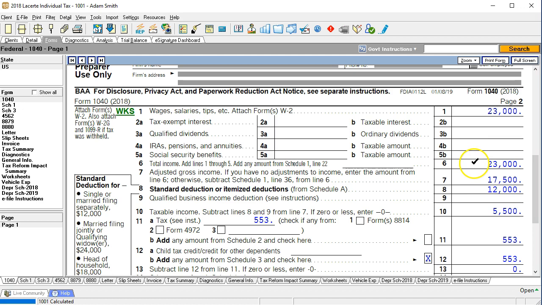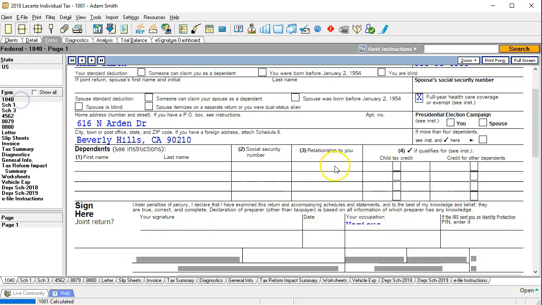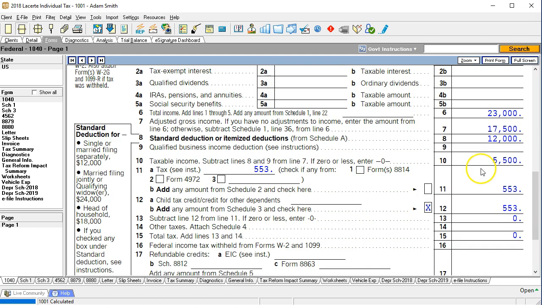We got the 23,000 total income, and then it changes to 17,500 adjusted gross income, because of course now we have put money into the IRA and we got that deduction, 5,500. So that's going to adjust, lowering our income to 17,500. We still have the standard deduction of 12,000, and that brings our income down to 5,500. So now our tax is 553, whereas before I believe it was 1,133.